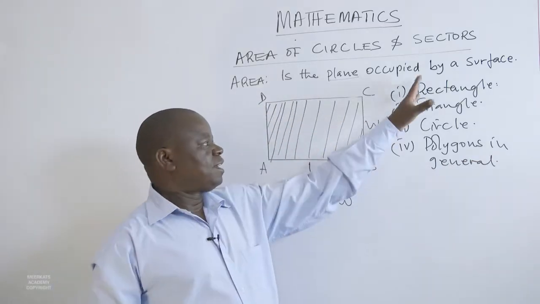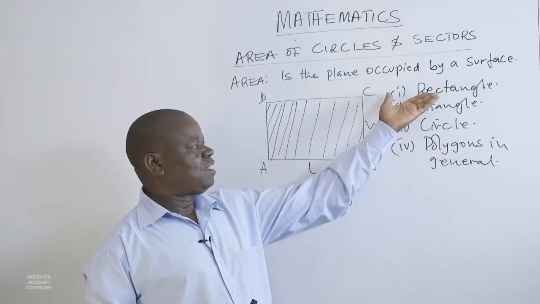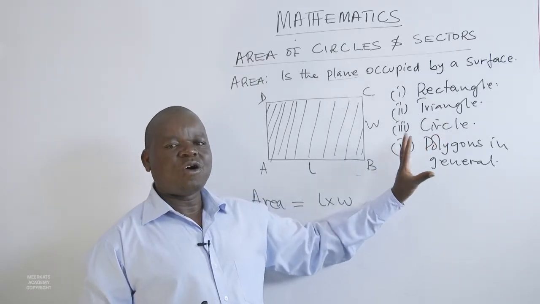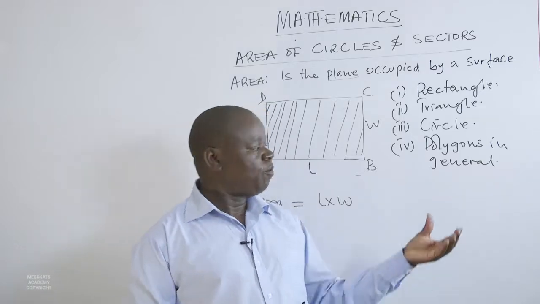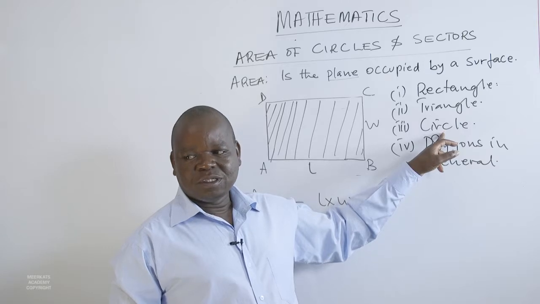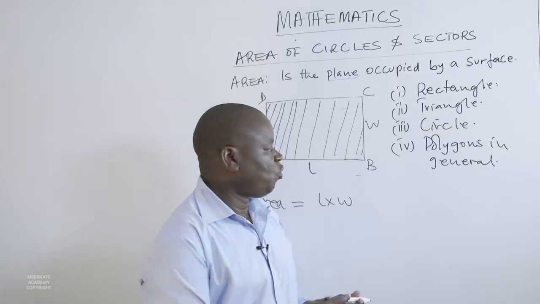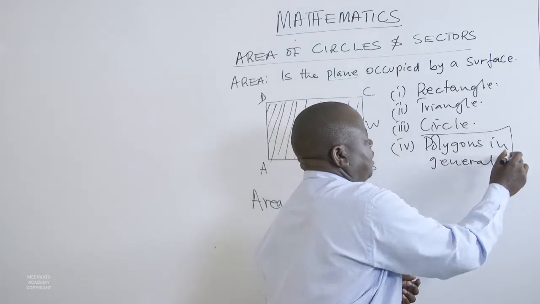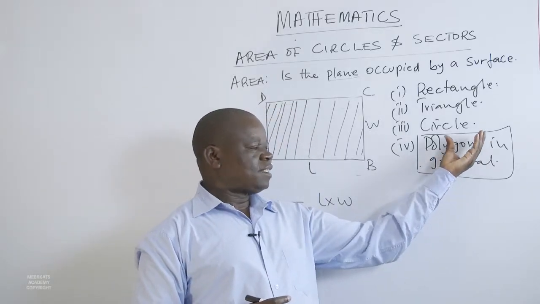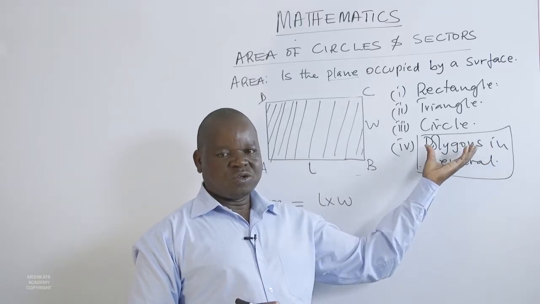These were the examples of plane figures that we defined. And we said it's a rectangle, triangle, circle. And basically we are talking of all polygons. Remember, when we talk about all polygons, the circle is a polygon, a triangle is a polygon, a rectangle is a polygon. So when I talk about generally all polygons, it means that anything that is defined as a plane will qualify to be called a polygon.